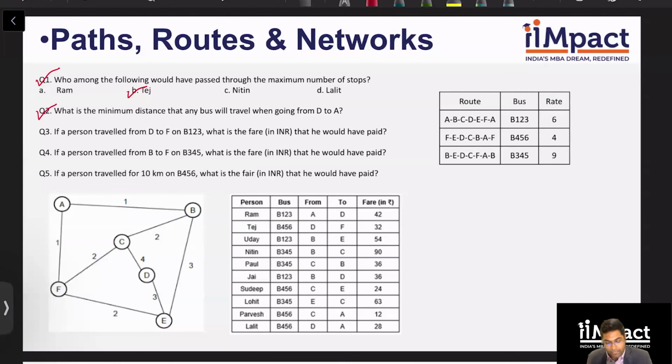Right? Question number 3. If a person travels from D to F on 1, 2, 3, what is the fare? On 1, 2, 3, D to F is nothing but D, E and E, F, which is 5 into 6. So that's 30. I think the last 3 questions are pretty straightforward. You just have to look at the route, add the distance, and multiply the rate. That's it. Correct?